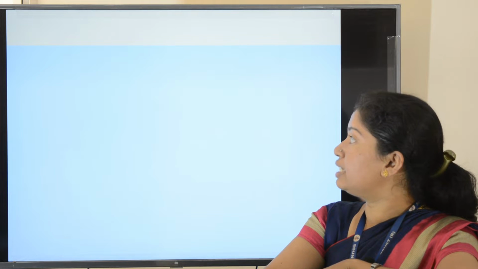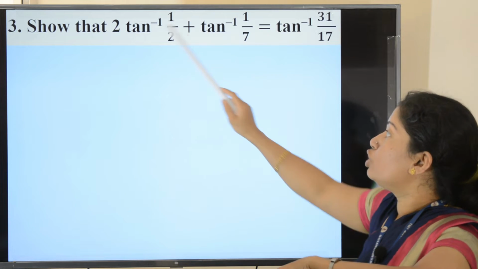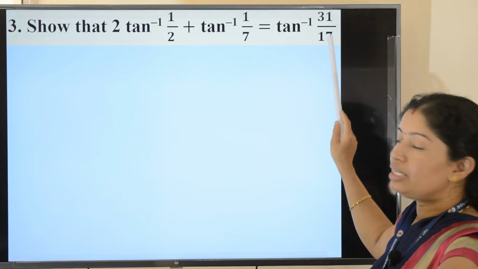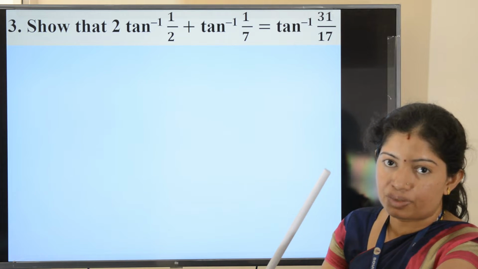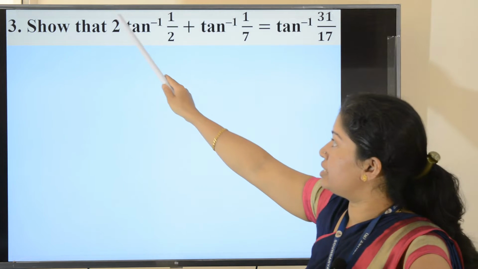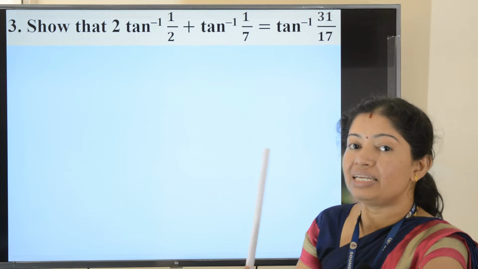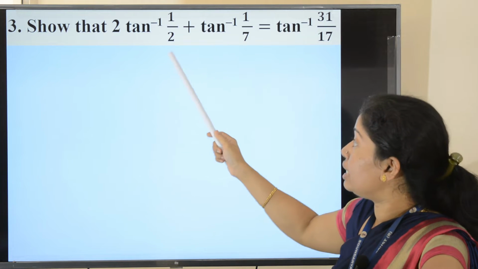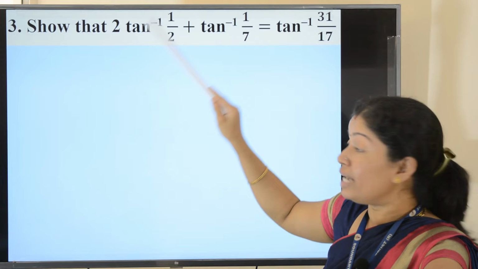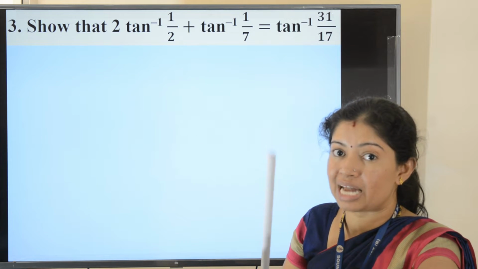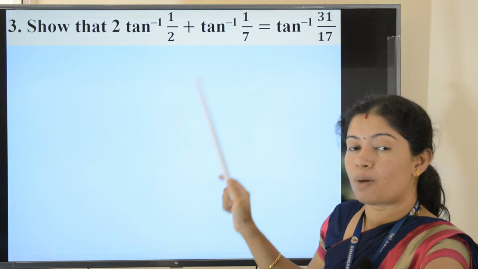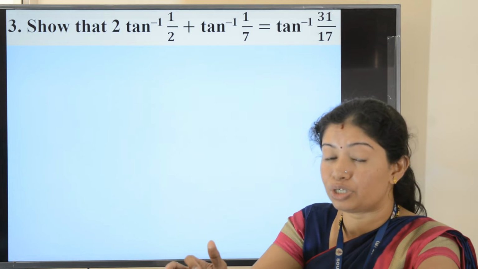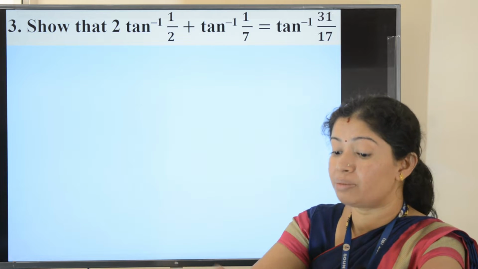Next, let us see the third problem, that is, show that 2 times tan inverse of 1 by 2 plus tan inverse of 1 by 7 is equal to tan inverse of 31 by 17. What you can observe here, students, in the left hand side, in previous problems you had tan inverse of a real value plus tan inverse of another real value, both were tan inverse, but here you have 2 times tan inverse. So directly you cannot apply that property tan inverse of x plus tan inverse of y here. You need to use the property 2 tan inverse of x. So let us use the property 2 tan inverse of x is equal to tan inverse of 2x divided by 1 minus x square here.